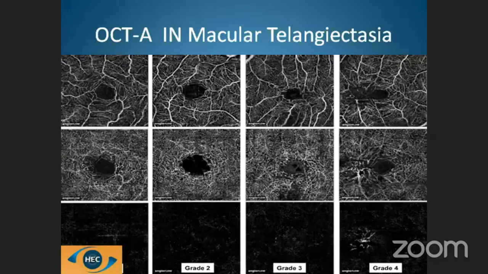And like I mentioned, the deep capillary plexus and the other layers can be seen much better with the OCTA. So the diseases where it has been used include macular telangiectasia, and even in very early macular telangiectasia we can pick up the lesion. As you can see here, this is grade 1, grade 2, grade 3, and grade 4. And we can see the capillary rarefaction and dilatation very clearly in the deep capillary plexus.